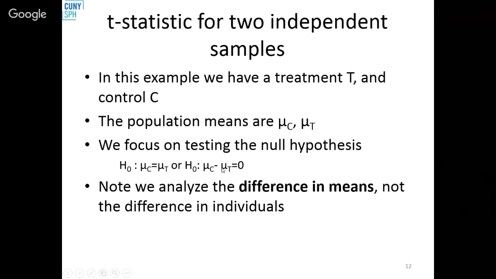The second way you can write down this null hypothesis is that the difference in these two means, or the means of these two populations, is equal to 0. And what I'm noting here is that our null hypothesis is about the difference in these means. It's not about the difference in the individuals. It's about two population means being equal.